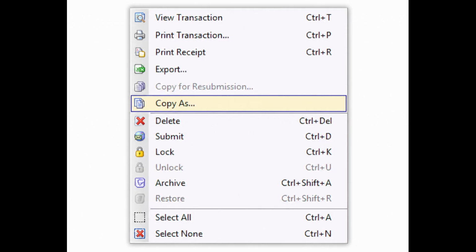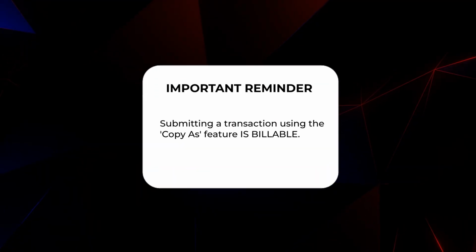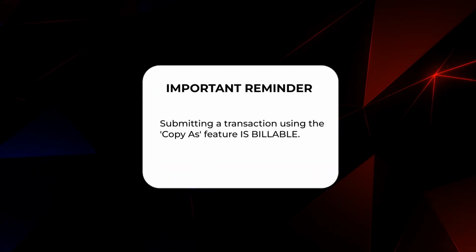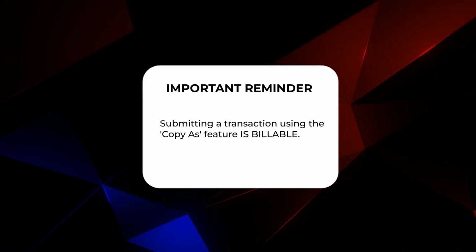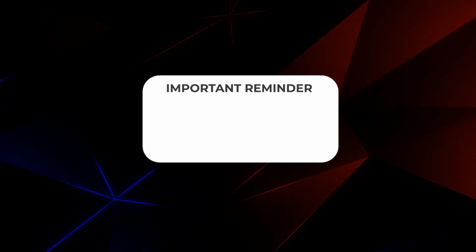Now let's look at the second option, Copy As. Unlike Copy for Resubmission, Copy As creates a brand new transaction. The software assigns a new TCN, creates a new submission record, and treats it as a separate transaction.